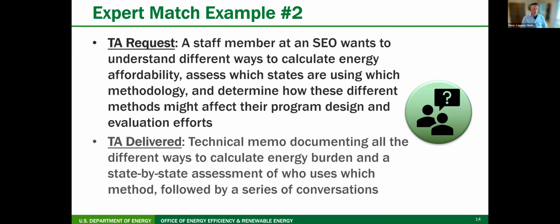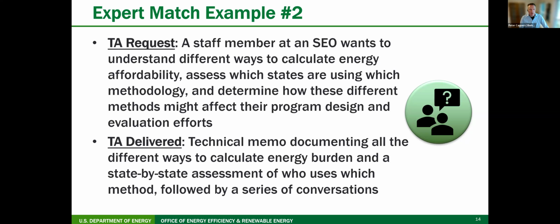So in the second example, a staff member from a state energy office is part of a team tasked with leveraging an energy affordability metric to inform future program design efforts. They are aware that there are a number of different ways to calculate this metric, but are really unsure about the specifics. In addition, they believe that at least a few other states have already gone down this path. And so they really want to understand which approach those states took and how that approach might have affected program design, as well as any resulting evaluations of program success.